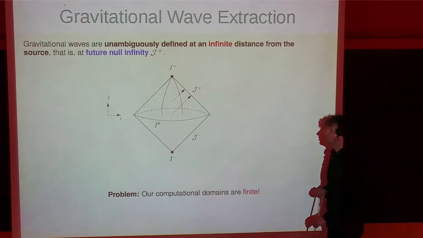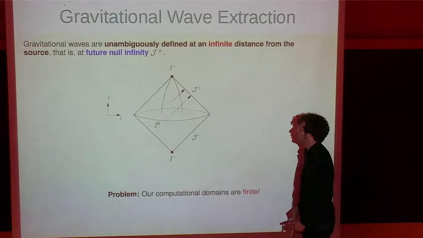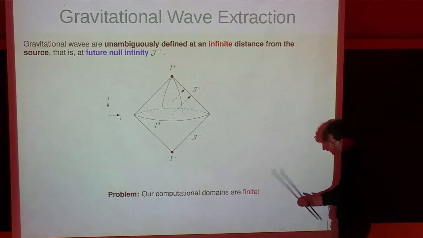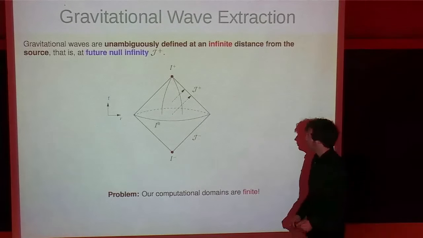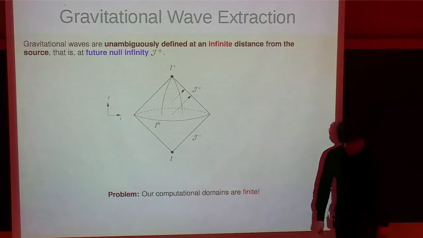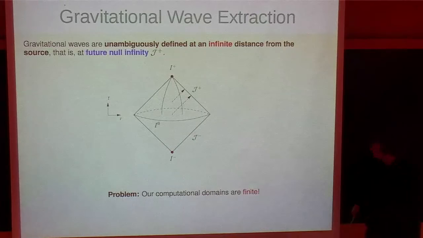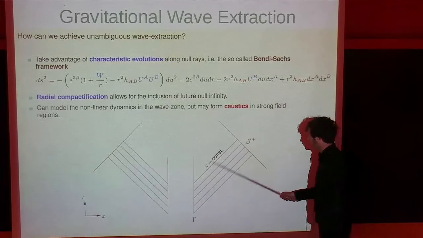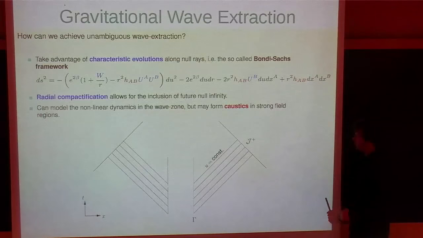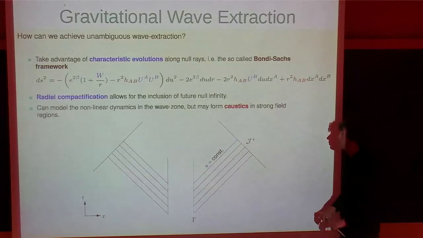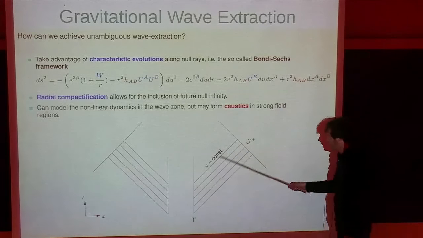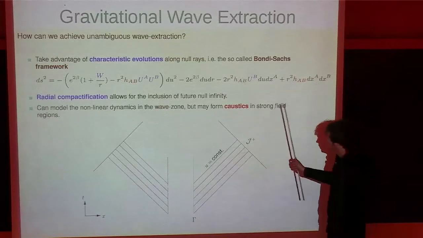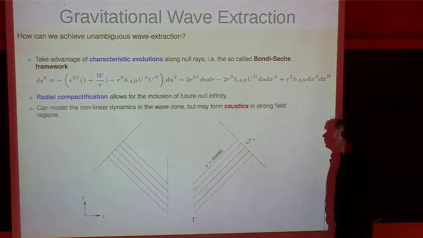We have to propagate the waves outward, and there are two different ways. One standard way is to just introduce an artificial finite radius and say, okay, this is my gravitational wave. Another technique which we are using is Cauchy characteristic extraction, which overcomes this problem. The idea is to foliate space-time in the wave zone along null hypersurfaces. So instead of foliating space-time in terms of space-like hypersurfaces, we now have null hypersurfaces. This allows the compactification along the radial direction and allows us to place future null infinity on the computational grid.